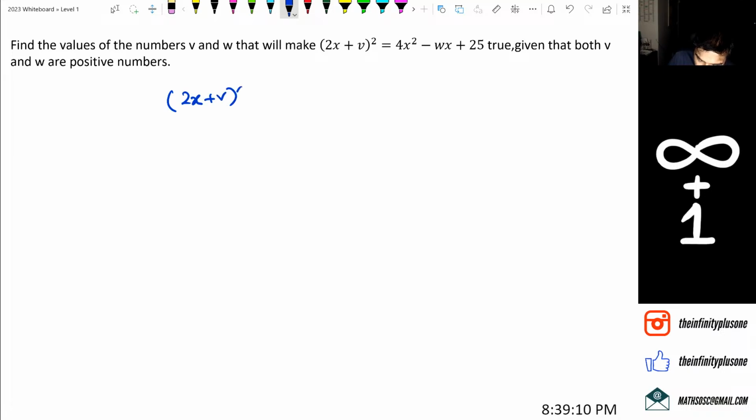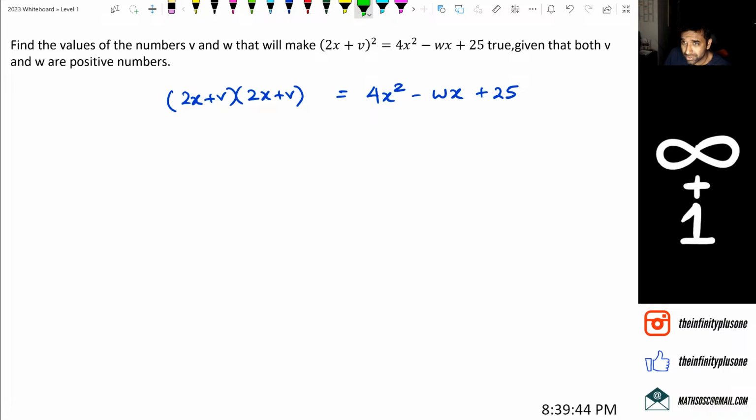We've got 2x plus v times 2x plus v is equal to 4x squared minus wx plus 25. Now, there's a particular reason why I put minus w and not plus w, because I actually did want to trick you guys with this. And as far as I can see, my trick has worked very well so far. So have a look at what happens here. Now, it's fairly straightforward, right? Because you could actually go, what is it?